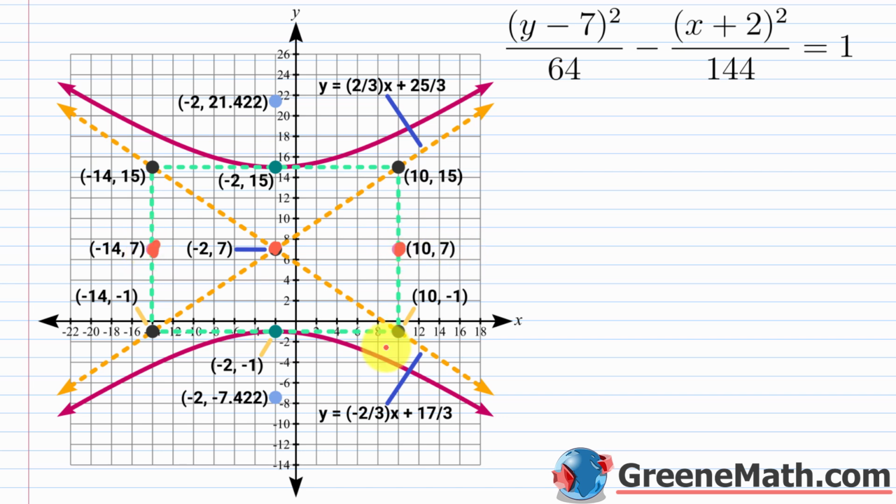I use that definition of B being the distance from the center to each covertex. Your B here is 12, so I'm going from the center 12 units to the right and 12 units to the left. So that's how I get those covertices.